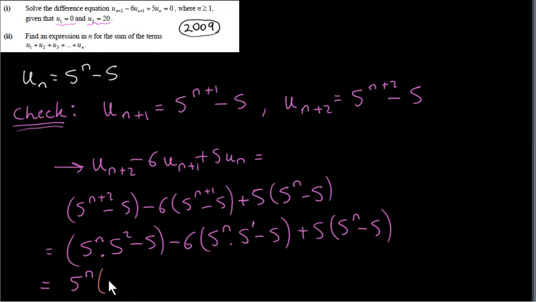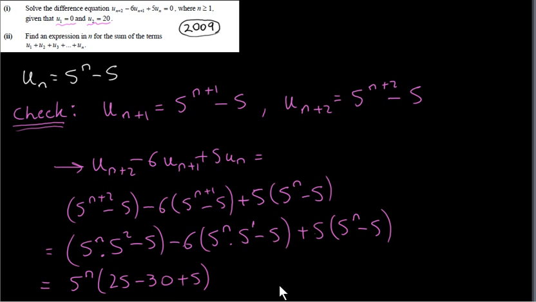We have a 5 to the power of n by 5 squared. Well, 5 squared is 25. We have a 5 to the power of n times minus 6 times 5. Minus 6 times 5 is minus 30. Finally, we have a 5 to the power of n multiplied by 5.